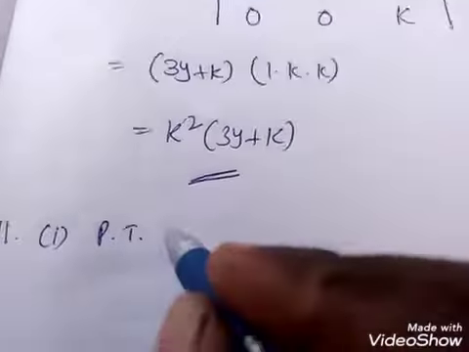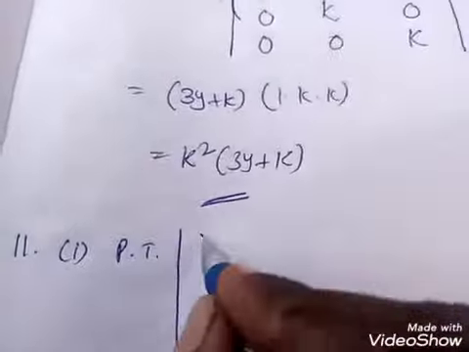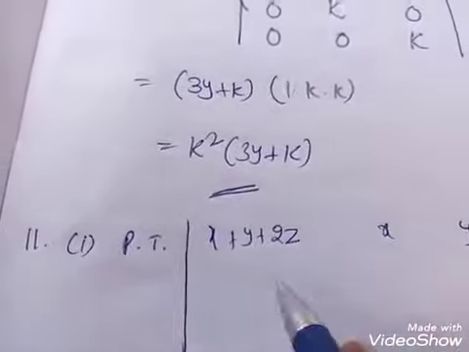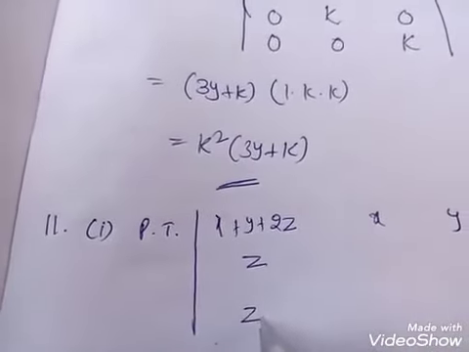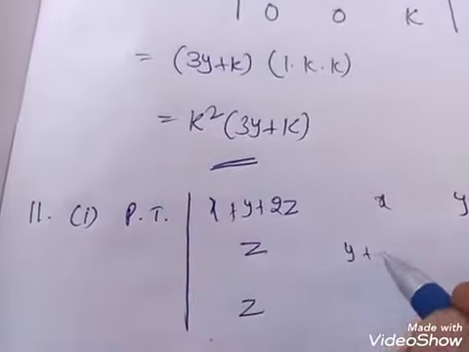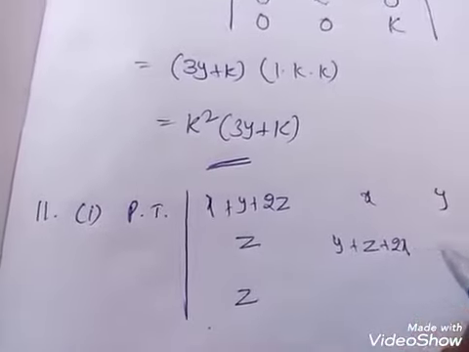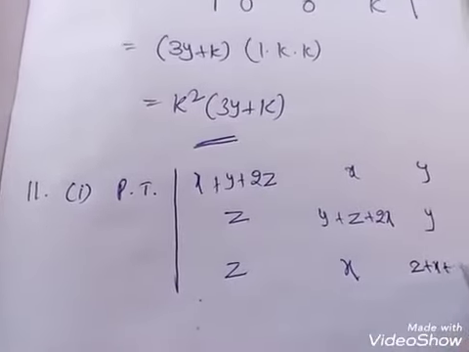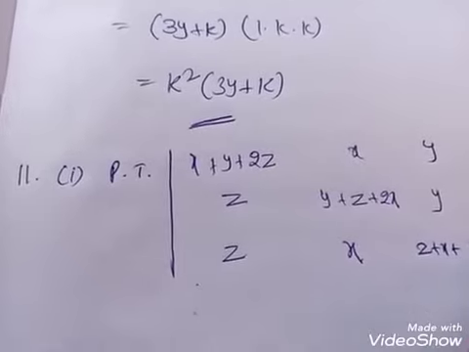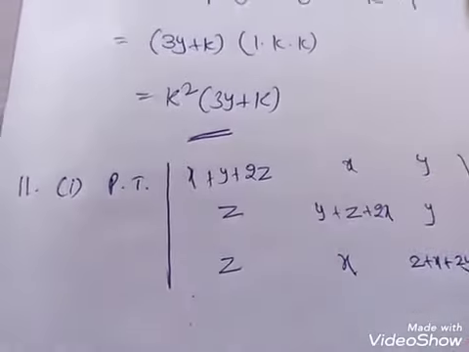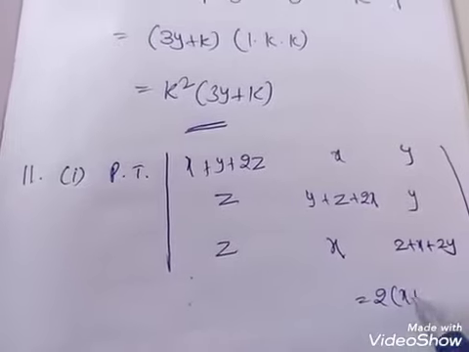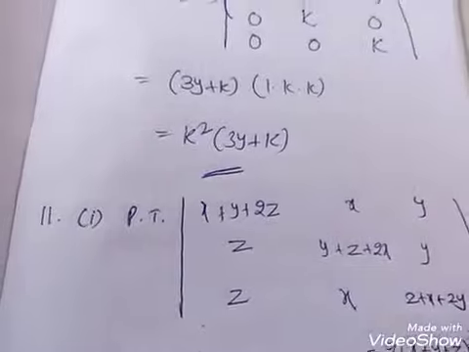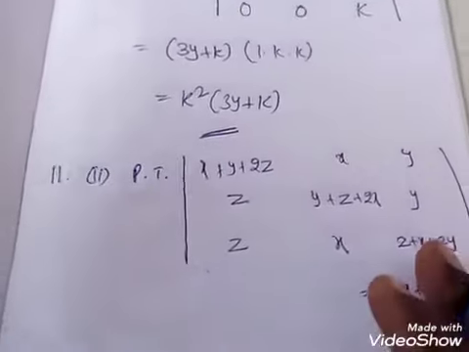Now the 11th main first question. What is the 11th main first question? Prove that the determinant of x plus y plus 2z, x, y; z, y plus z plus 2x, y; z, x, z plus x plus 2y is equal to 2 into x plus y plus z whole cube. We have to prove this. This is the second question of the 11th main. I'll go back for one question later.